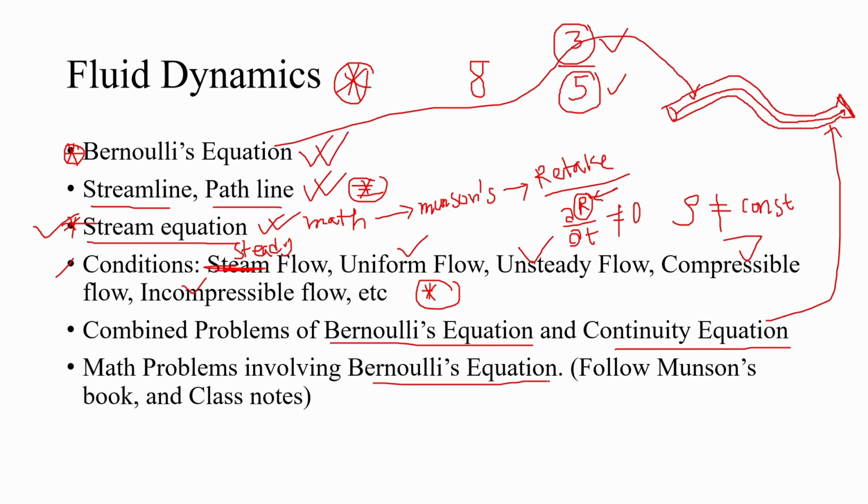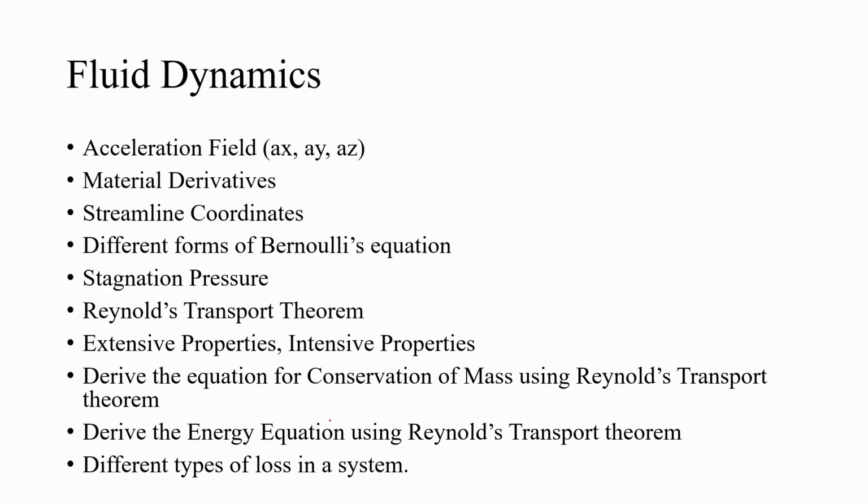So for Bernoulli's equation, you can follow Munson's book and the class notes. In the class notes, I gave you lots of problems from the internet. For example, the wind tunnel problem. I gave you some problems with different variable pipe diameter, and I showed you some phenomena, what happens with the aircraft wing. Everything you need to follow my class notes. I think you'll be able to solve. I think this is the easiest problem you'll face in the fluid mechanics exam.